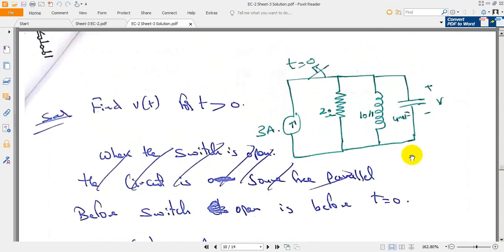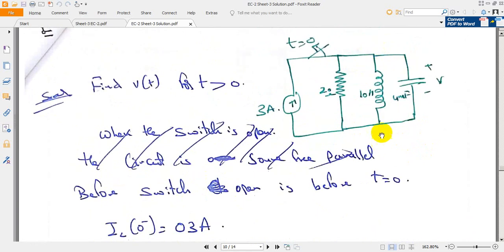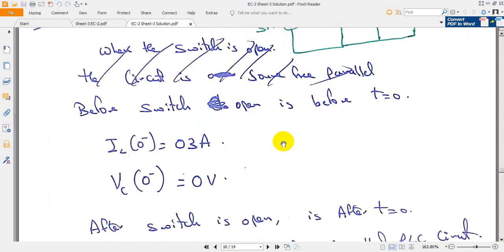And the voltage across the capacitor will be 0. Why? Because it is short circuited. Both the terminals are the same. When both the terminals are the same, then the voltage will be 0.